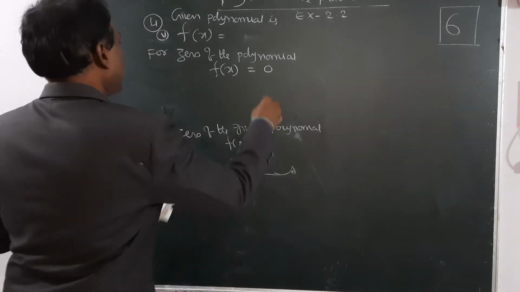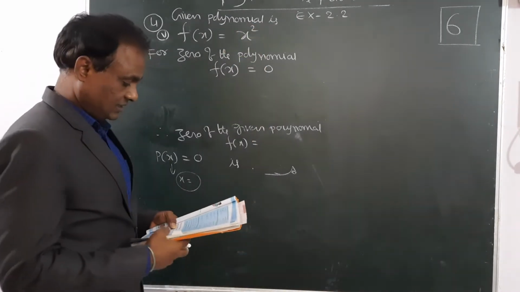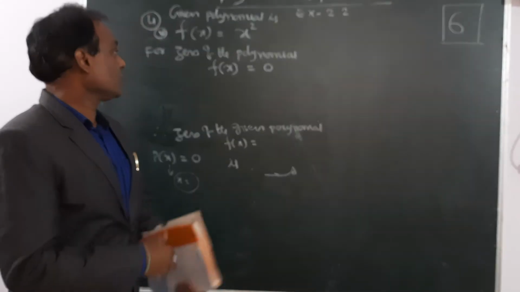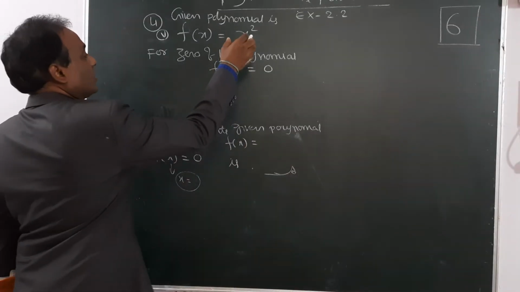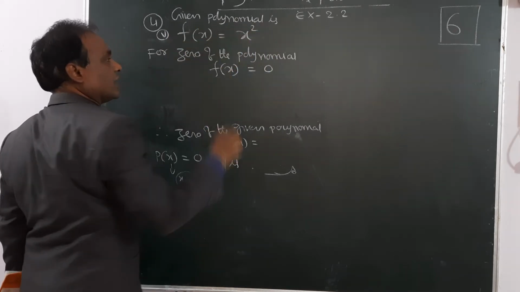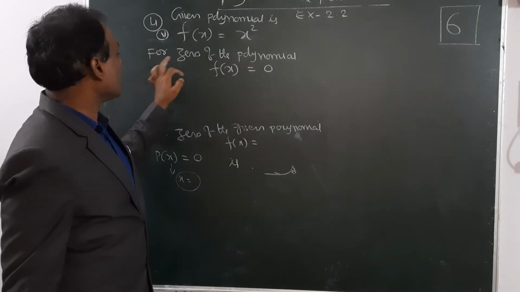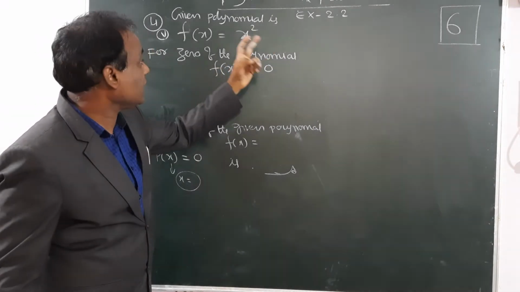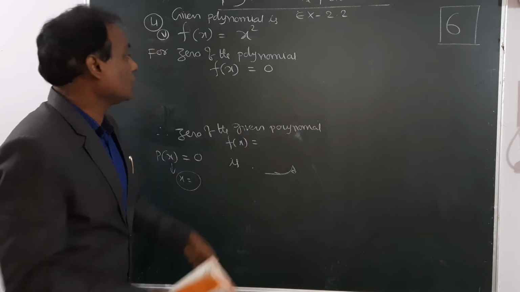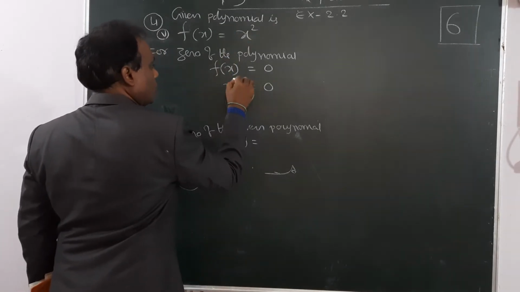The given polynomial is f of x is equal to x square. Find the 0 of the polynomial. For the 0 of the polynomial, what we do? We equate this given polynomial to 0. So what is the given polynomial? x square is equal to 0.